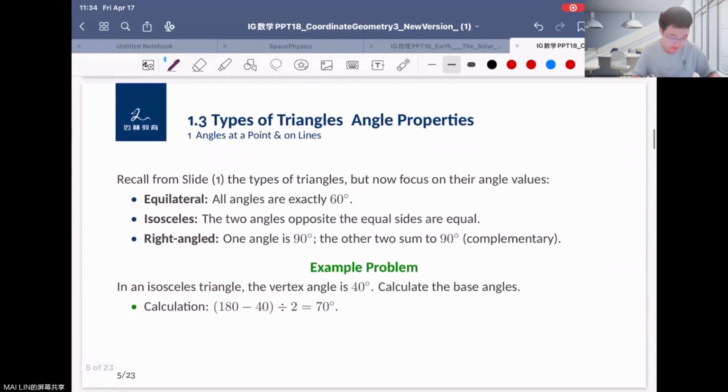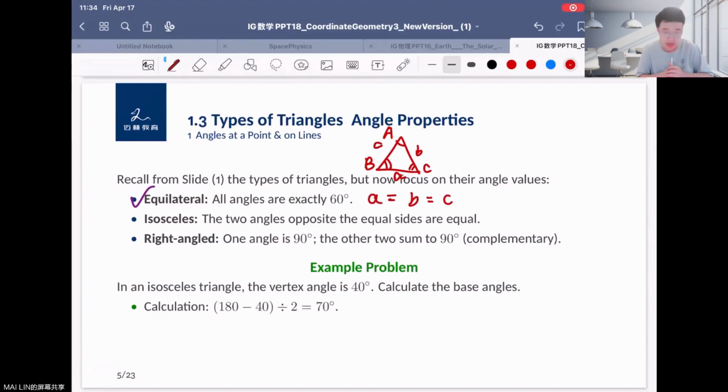And also we have different types of triangles. First is equilateral. Equilateral means all the sides are equal to each other. So here maybe it's an equilateral triangle, triangle ABC. The opposite side of angle A is side A, the opposite side of angle B is side B, and the opposite side of angle C is side C. We have said the three sides are equal to each other, so A equals B equals C.